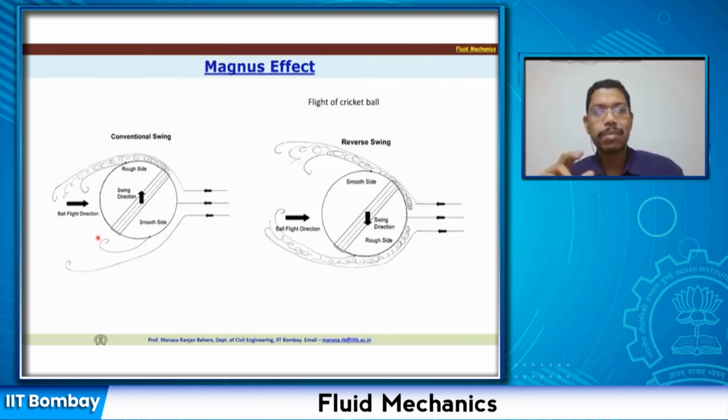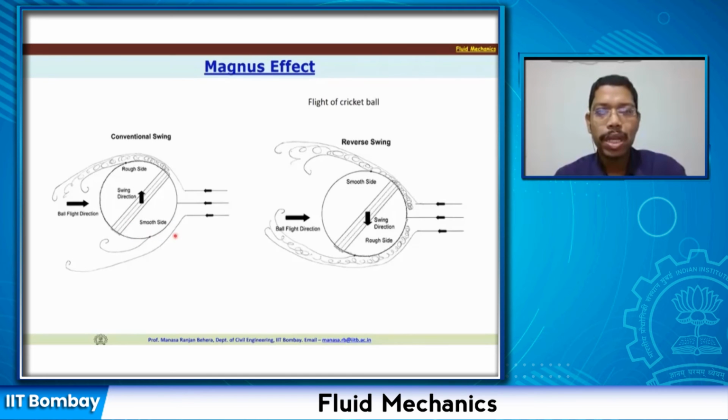So reverse swing is something which we see when you have the smooth side. Here we have not discussed one thing, that's the rough side. You see the rough side is on the other side and the smooth side is this. So what happens, because the rough side is on this side, the turbulence due to the rough side is not really generated. So this is the seam which is generating the turbulence, and the point of separation is downstream here, and this is the smooth side.